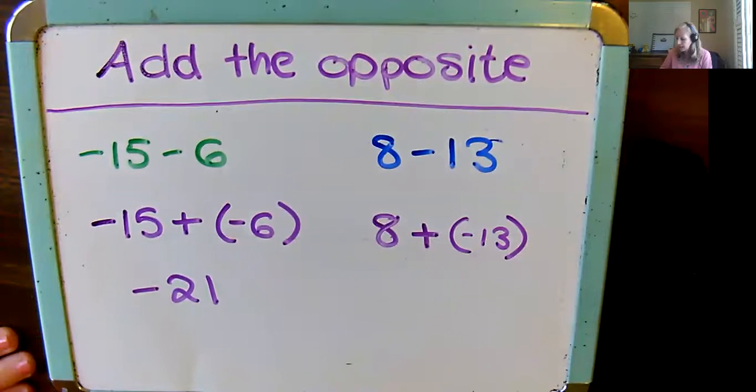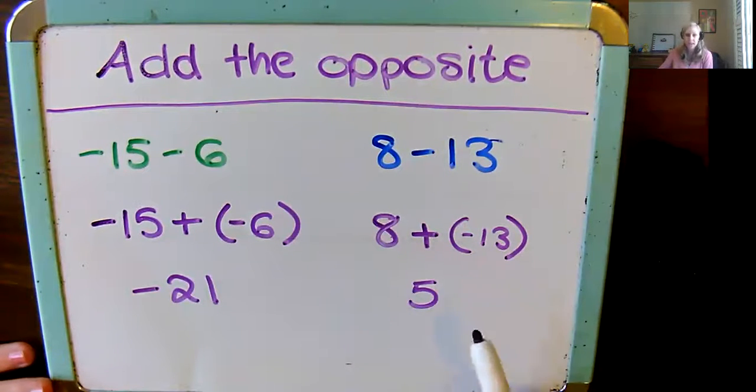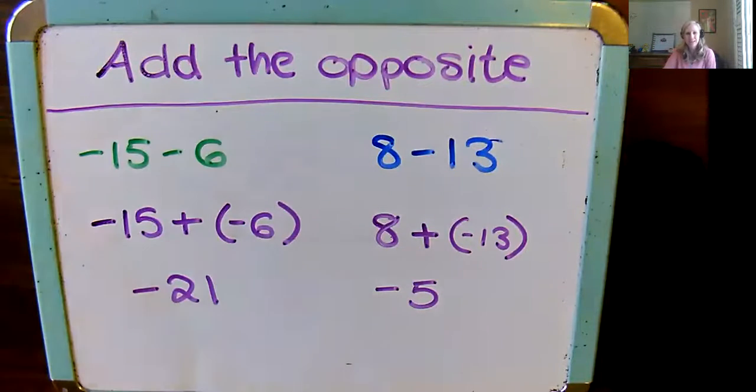These are not the same sign. We're adding integers with different signs. Different signs subtract. 13 minus 8 is 5. Take the sign of the bigger one, 13, and you will be exact. 8 minus 13 is the same as 8 plus negative 13, which is equal to negative 5.